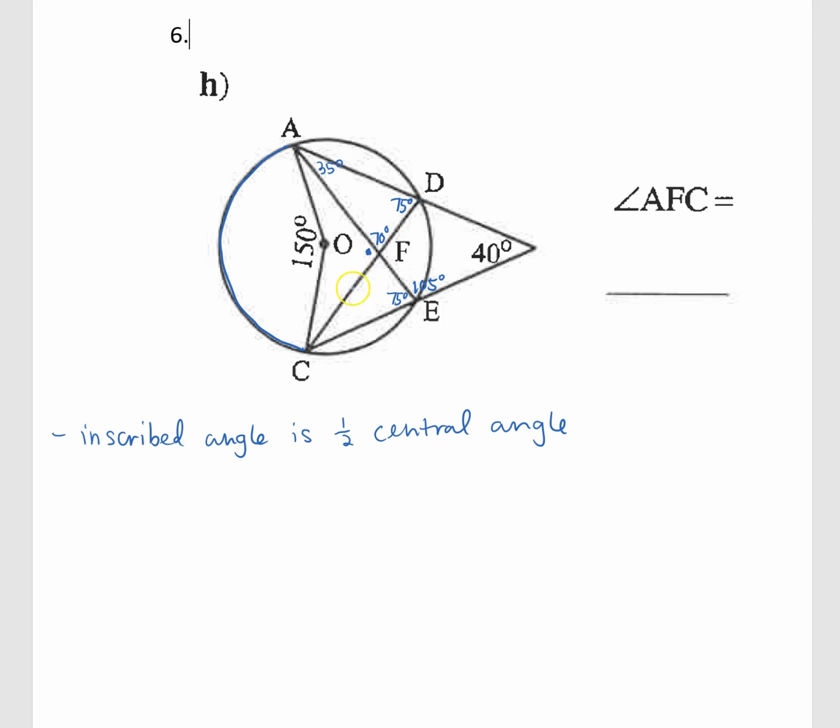And again, what we have here is a straight line. So these two angles should add up to 180 degrees. 180 degrees minus 70 degrees is 110 degrees. So this angle here that we're interested in is 110 degrees. So angle AFC is 110 degrees. And that's the answer to part H of question 6.